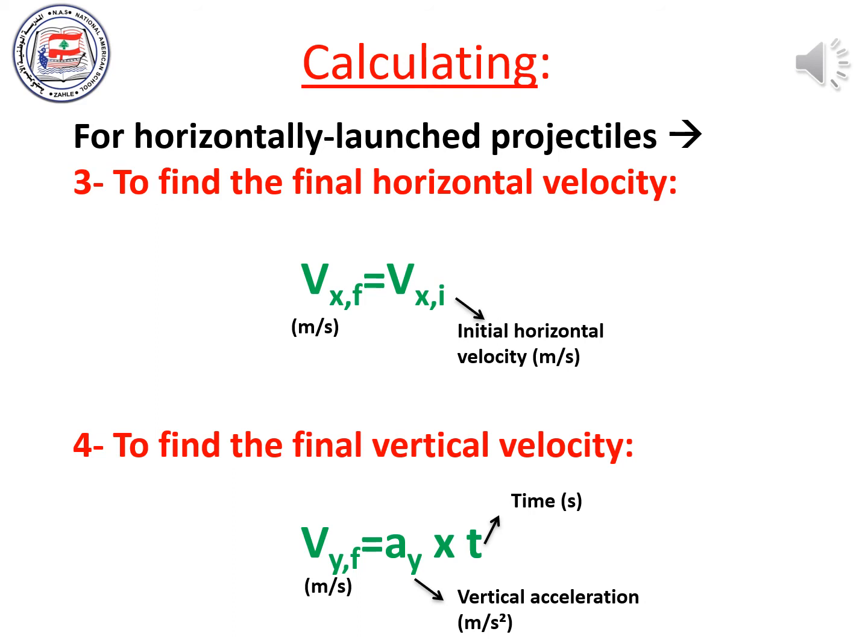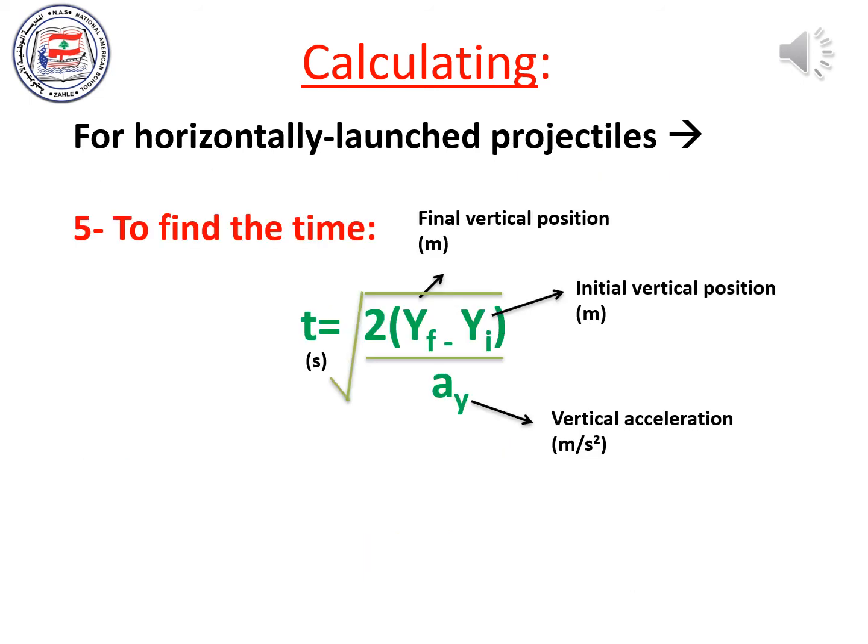4. To find the final vertical velocity, which is Vyf, it is equal to Ay times t. Ay is the vertical acceleration measured in meters per second squared, and t is time measured in seconds. Finally, in order to find the time, we use the following equation. Time is equal to radical 2 times (Yf minus Yi) over Ay, where Yf is the final vertical position, Yi is the initial vertical position, and Ay is the vertical acceleration. Of course, time is measured in seconds.